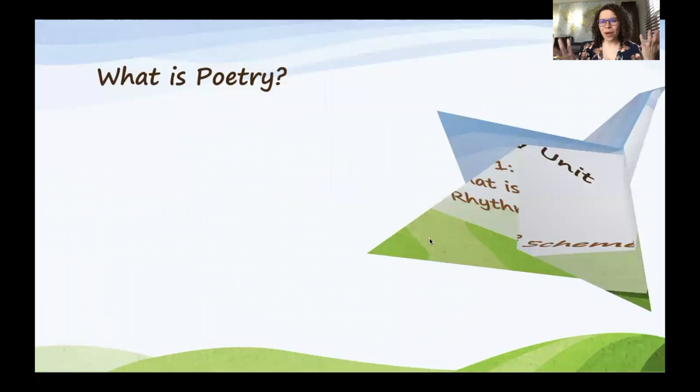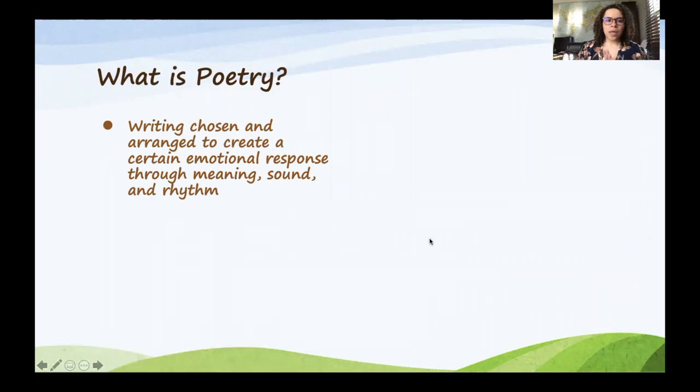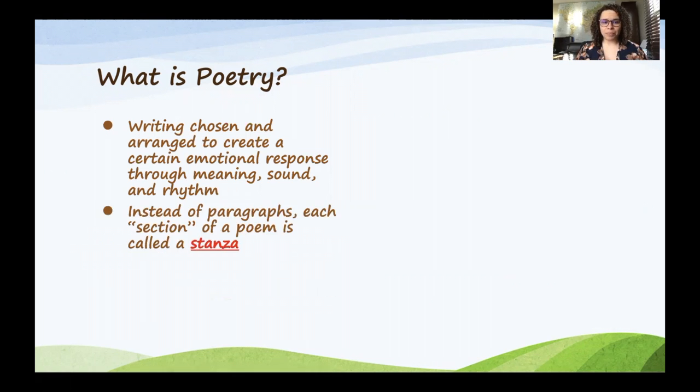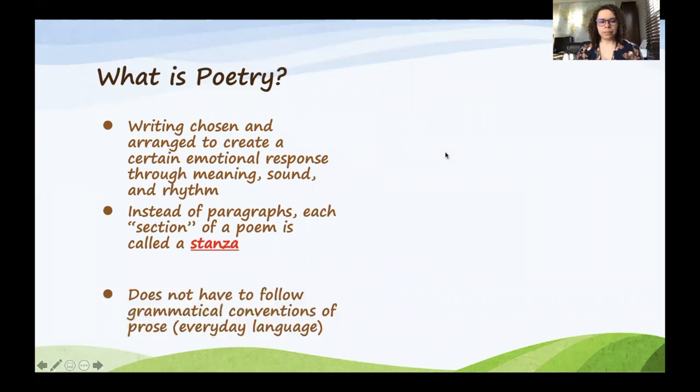So first of all, what is poetry? Well, it is writing that is chosen and arranged to create an emotional response with meaning and sound and rhythm. You can write about literally anything, and anybody can be a poet. Something that is important to notice is that instead of paragraphs, each section of poetry is called a stanza. So instead of paragraphs, we have stanzas. That's important language and vocabulary to have with poetry.